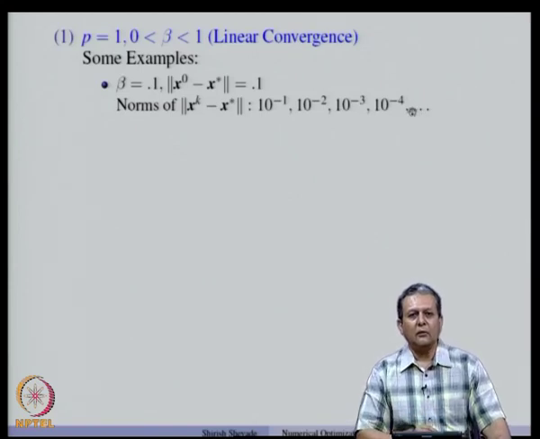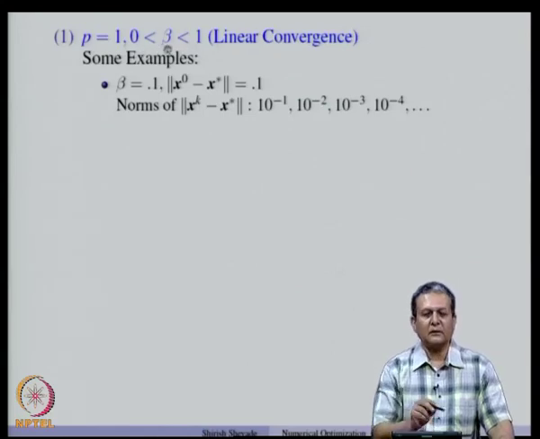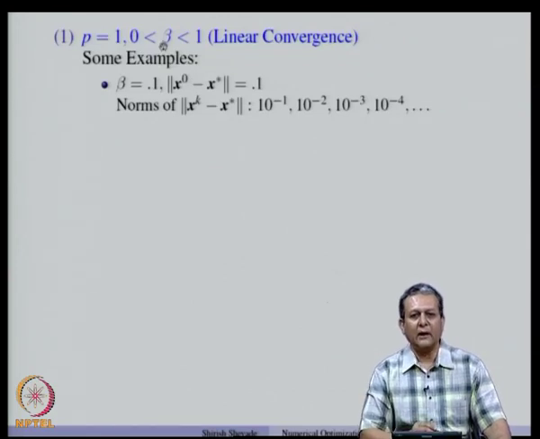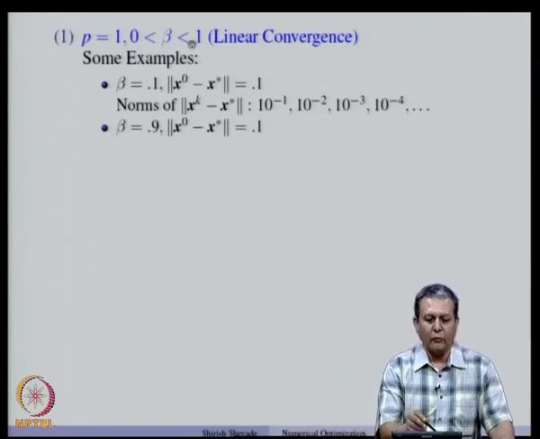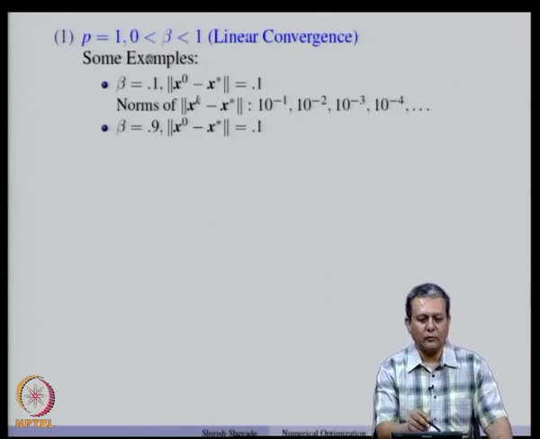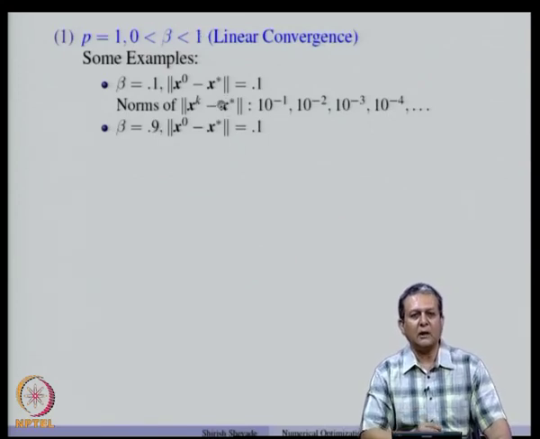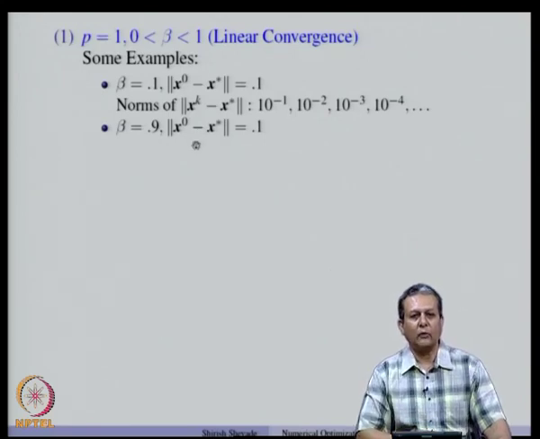Now, to show that this linear convergence depends a lot on this convergence rate beta, we will take a similar example where we will take a value of beta to be 0.9, which is closer to 1 rather than close to 0. So, in the earlier case the value of beta was close to 0, now the value of beta is close to 1. Let us keep the same initial conditions, that the norm of x0 minus x star is 0.1, and then let us observe the norms of xk minus x star.